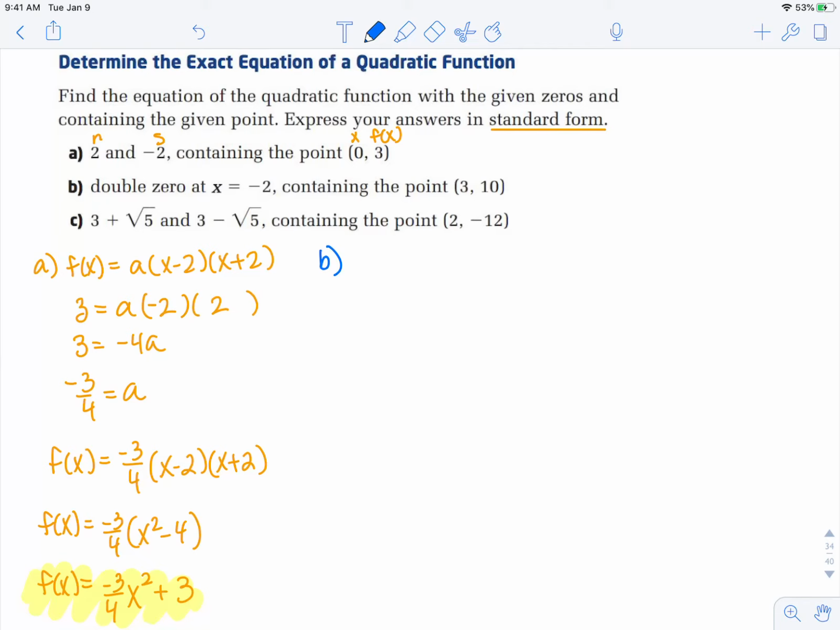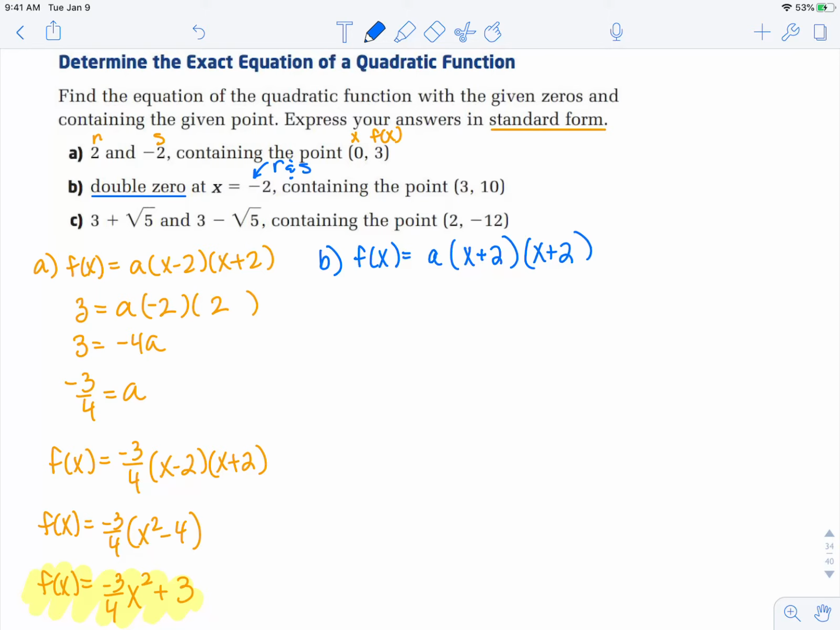Here in part B, they're telling us that we have a double zero at x equals negative 2. All that means is that negative 2 is both r and s because it's going to be a zero twice. So in intercept form, f of x equals a times x minus negative 2, which is x plus 2. And we're going to do that again because it's a double zero.